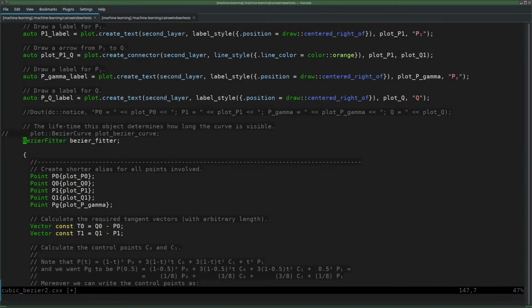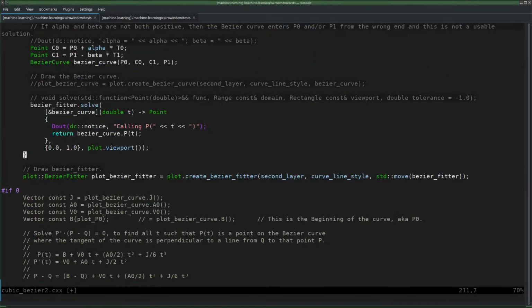So I have a Bezier fitter here, and then I do stuff, and then we draw it. But what I would really like is that this stuff is hidden. So I'm going to call solve. Well, I'm not calling solve. I'm going to pass all this stuff to the constructor. And I think I can already do that.